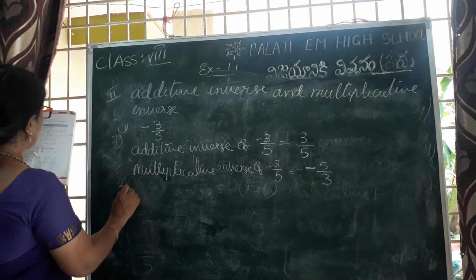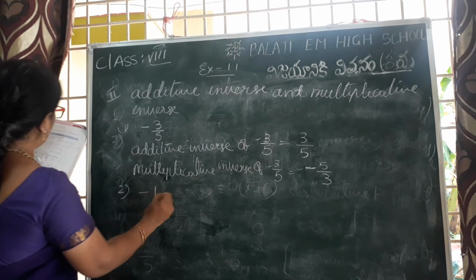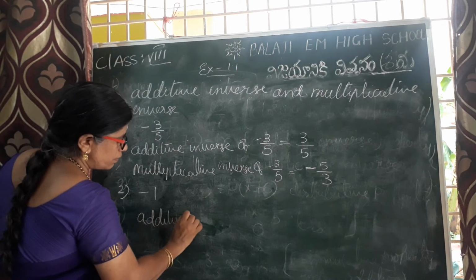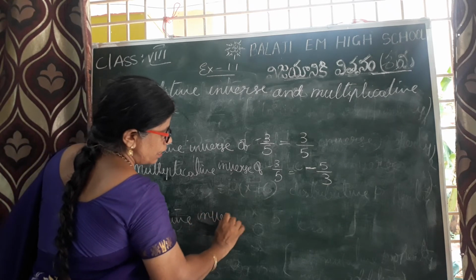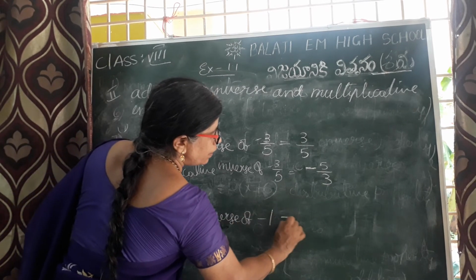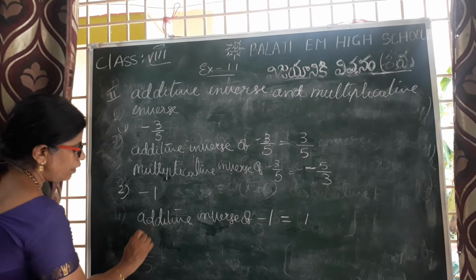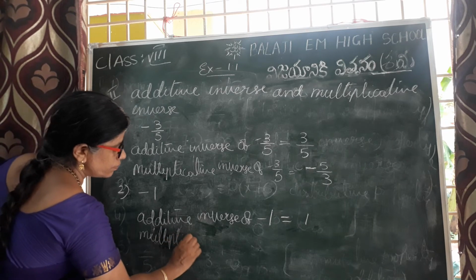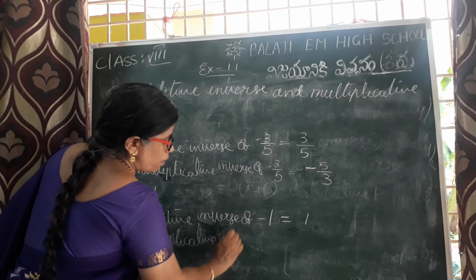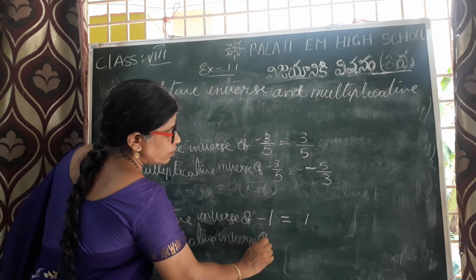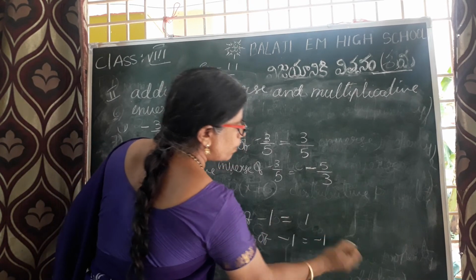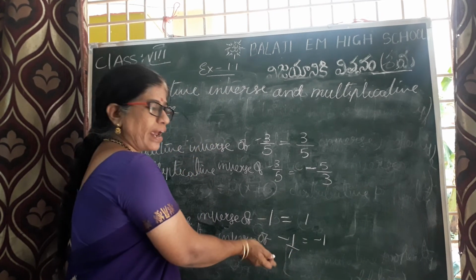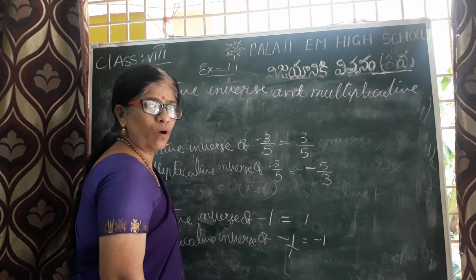Now the next one I am telling you: it is minus 1. First we write the additive inverse. Additive inverse of minus 1 is equal to plus 1, and multiplicative inverse of minus 1 is also minus 1. Why is it like that? If nothing is given, we write it as 1, and if you write the reciprocal of it, it is also equal to minus 1.